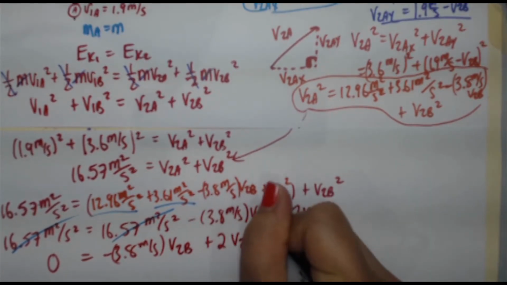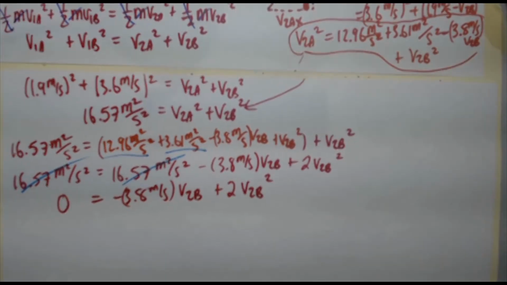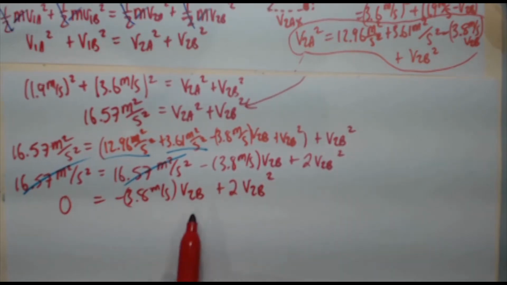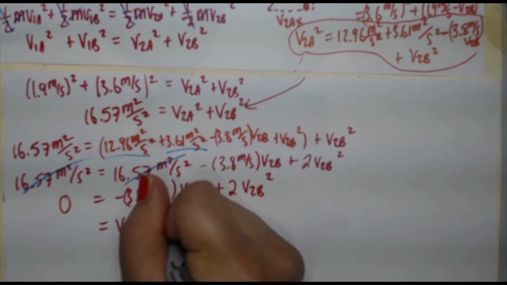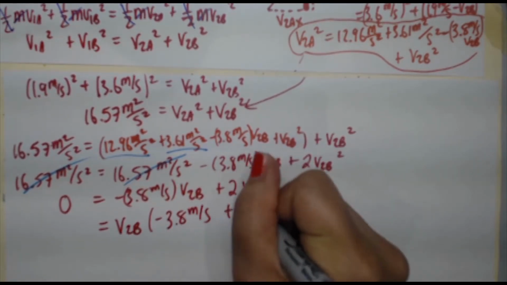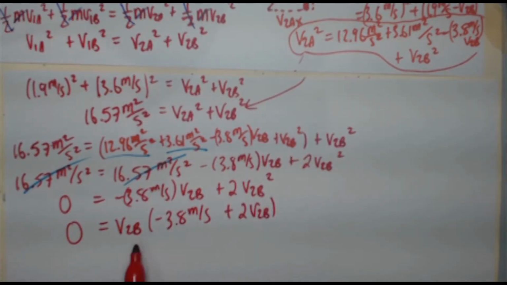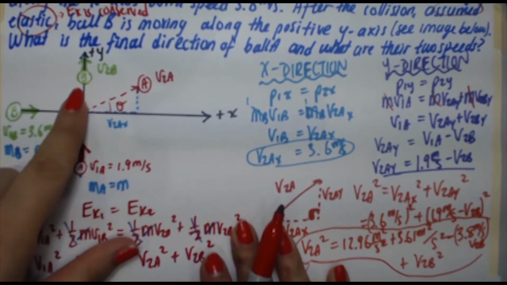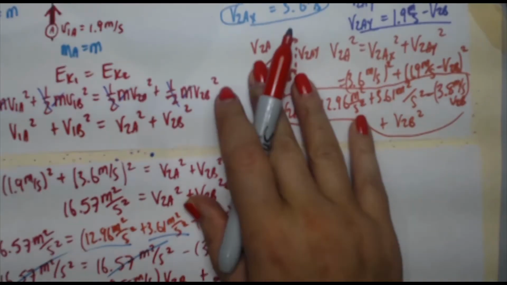This is a very long problem. Okay, so on the right track, almost there. At this point, I have V2B in both expressions. Honestly, imagine factoring it out. V2B, you factor that out, you're going to get negative 3.8 meters per second plus 2 V2B, and that's equal to 0. So either V2B equals 0, which it doesn't, because we know in the problem we're told ball B is moving in the positive y-axis after the collision. So V2B is not 0.